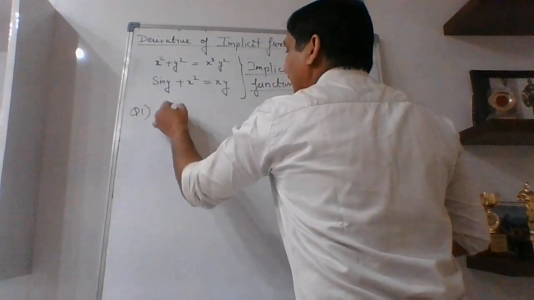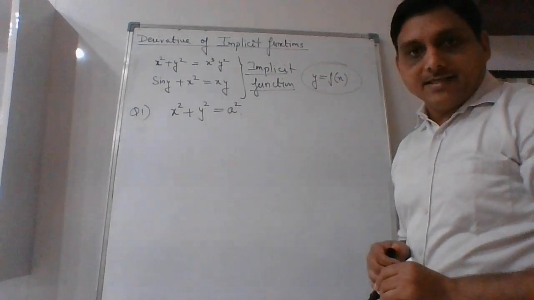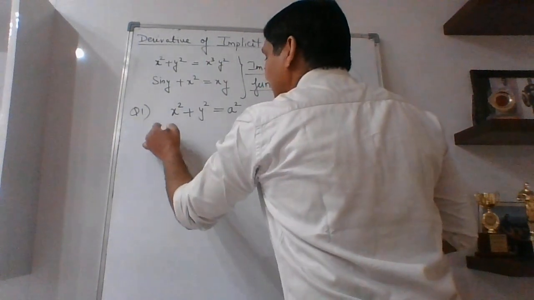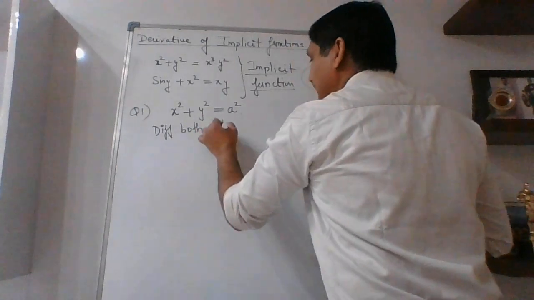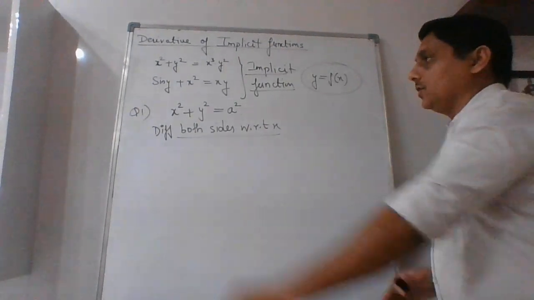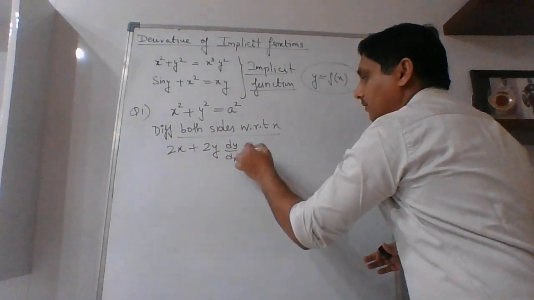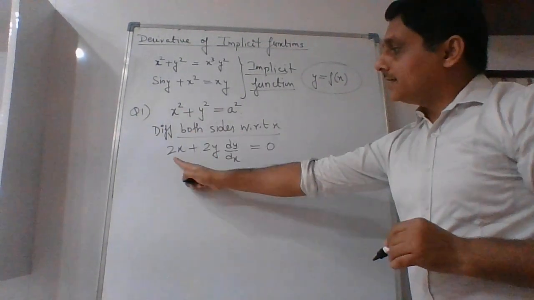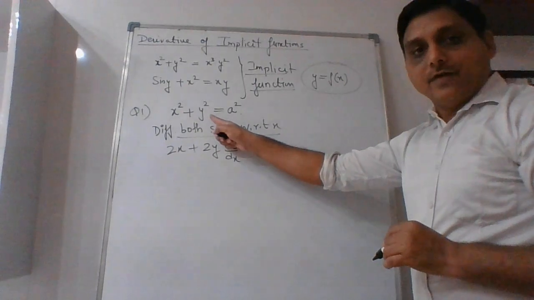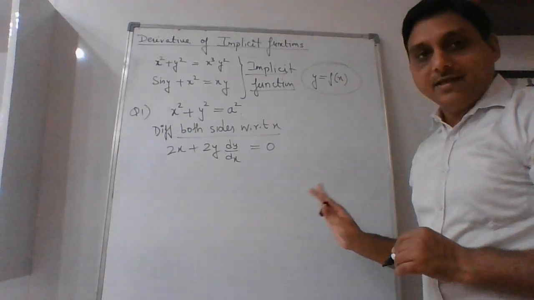So first example you can see x square plus y square is equal to a square. Now you will start by saying differentiating both the sides with respect to x. So when you differentiate this with respect to x, your output will be 2x plus 2y dy upon dx is equal to 0. Now derivative of x square is simply 2x, derivative of y square is 2y, then we have to take the derivative of y also. So that is why we are getting dy upon dx. Now a square is a constant quantity, so its derivative is simply 0.